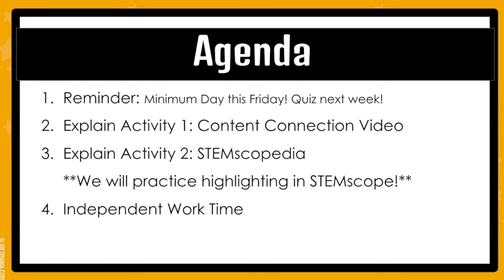First of all, I want to remind you that this Friday is a minimum day, so you will get off school at 12:36 and you also go to all your classes like you usually do on Wednesday. Second, you are going to have your quiz next week on day 3. So for the odd period, you have the quiz on Thursday, and for the even period, you have the quiz on Friday. Let me show you the review sheet before we continue.